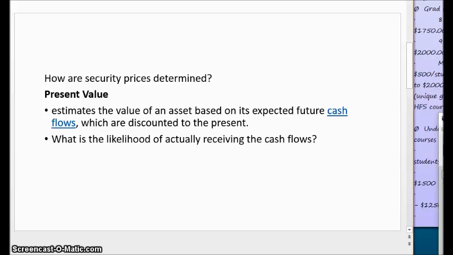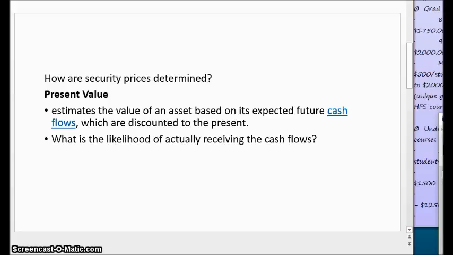The other thing we have to consider when we look at the present value of cash flows is how likely we are to actually receive those cash flows. So we're talking about the concept of risk. That's great if the firm owes us $50, but if the firm is bankrupt and can't pay the $50, then that value is not as assured. If they go bankrupt, we only get 10 cents on the dollar of what they owe us.